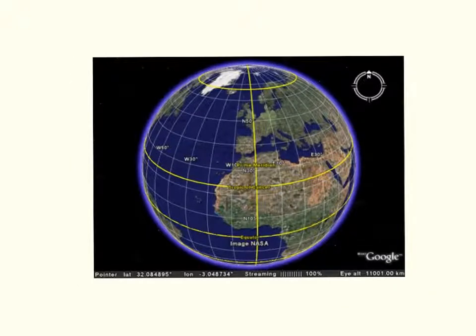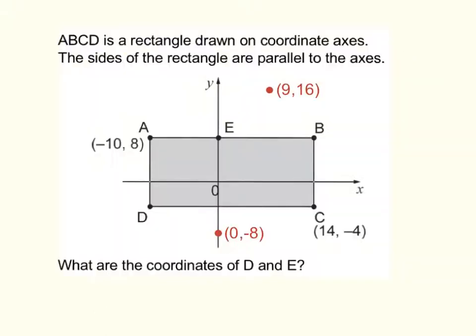We use a similar system today called latitude and longitude to work out exact locations on the Earth, as you can see that's marked by these lines. It's slightly different from the system in ancient Greece because it recognises that the Earth is spherical, it's not flat like a coordinate grid. So let's have a look at what coordinates mean.